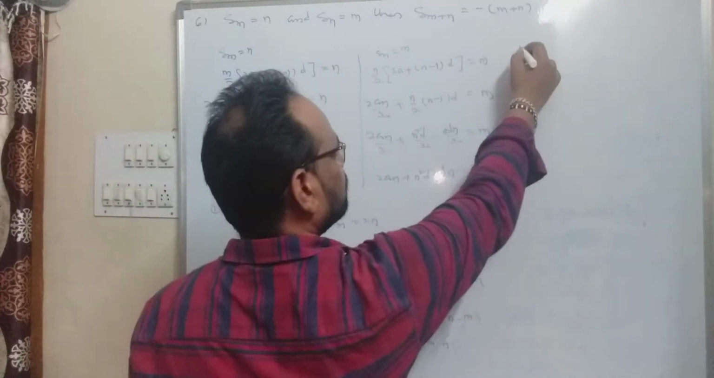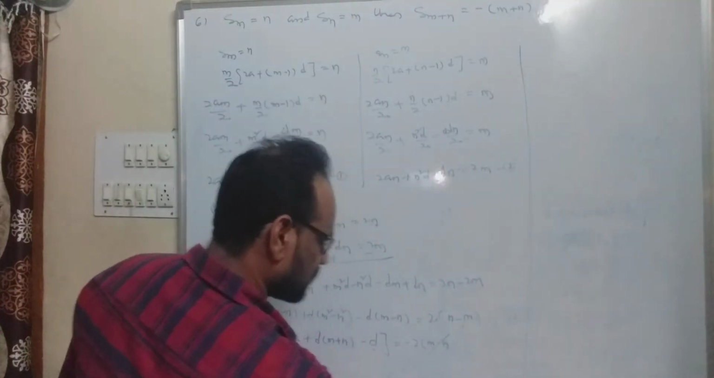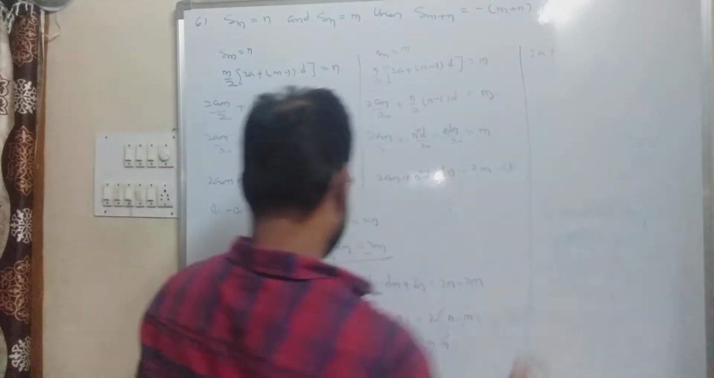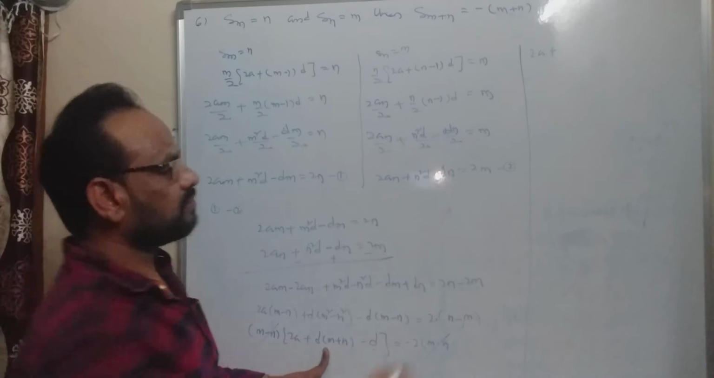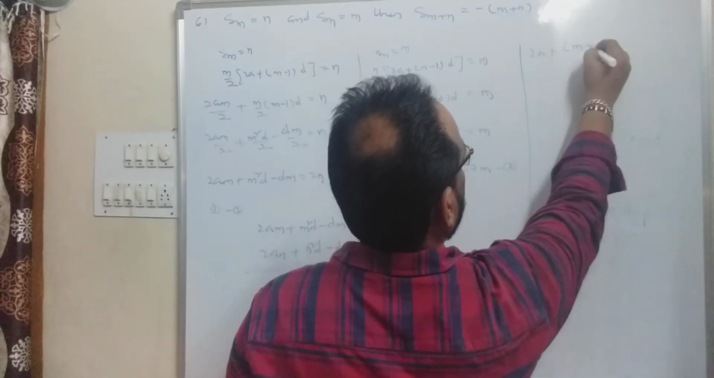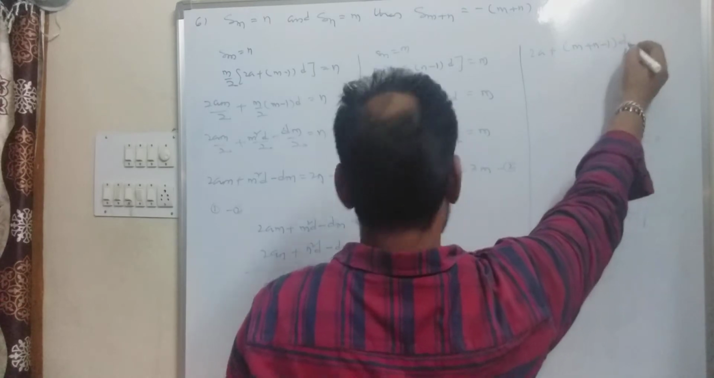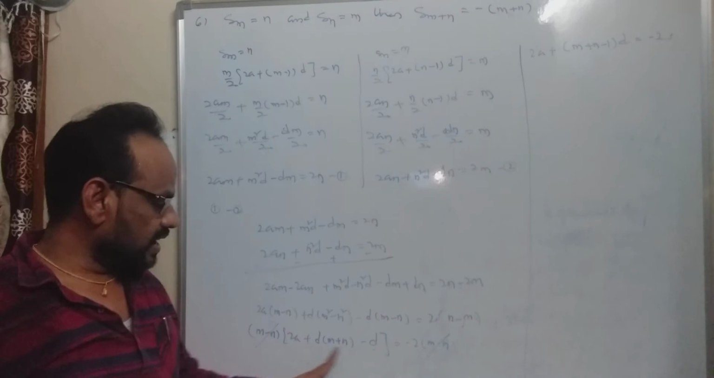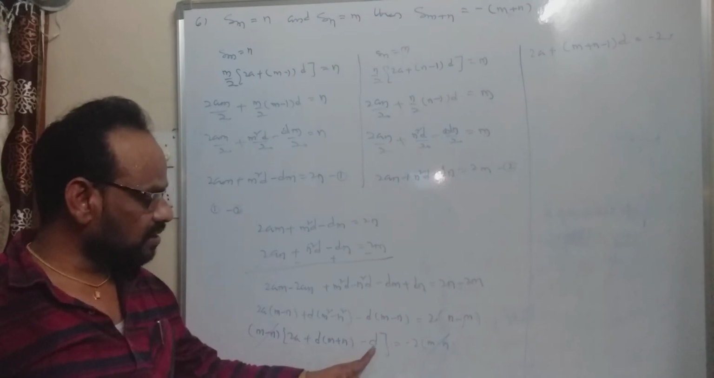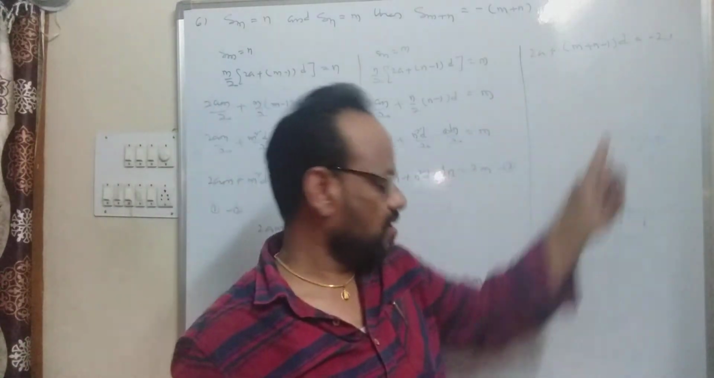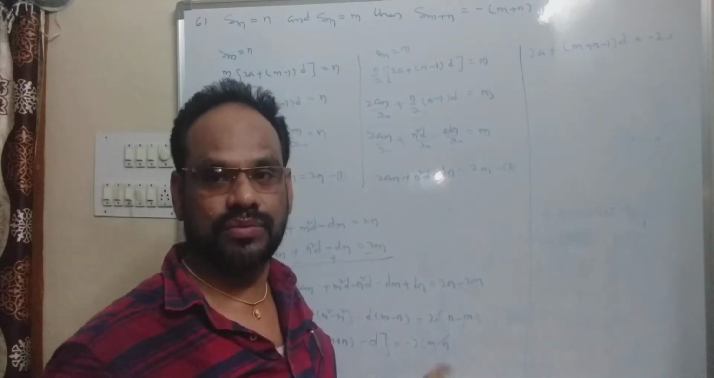That is 2a plus dm, or take d as common. That is (m plus n minus 1) into d is equal to minus 2. Take d as common, that is m plus n, here minus 1. So (m plus n minus 1) into d. Value how much? Minus 2.